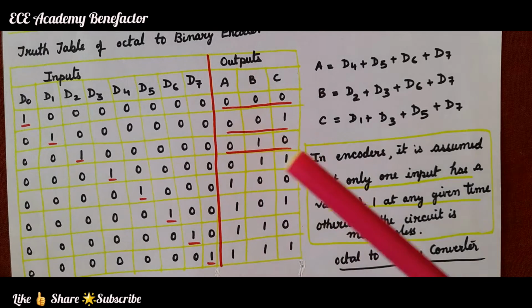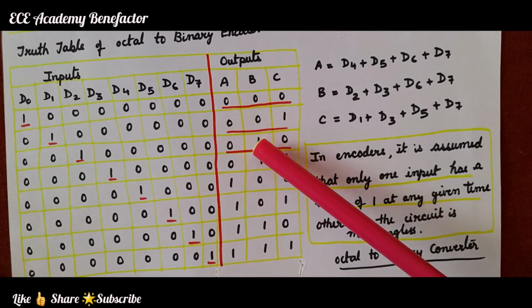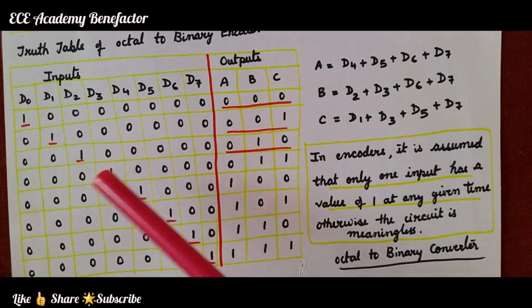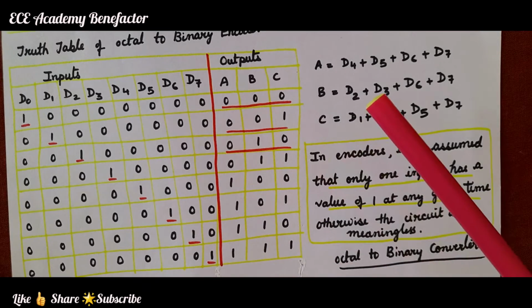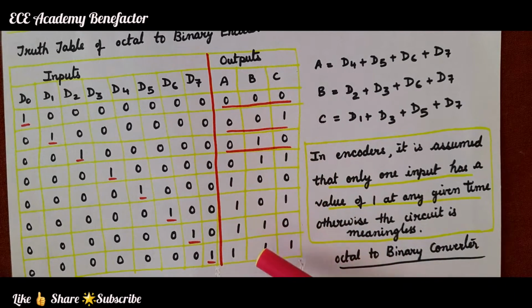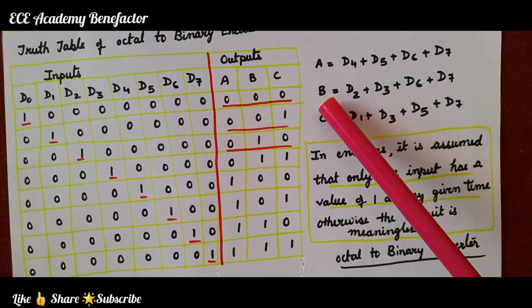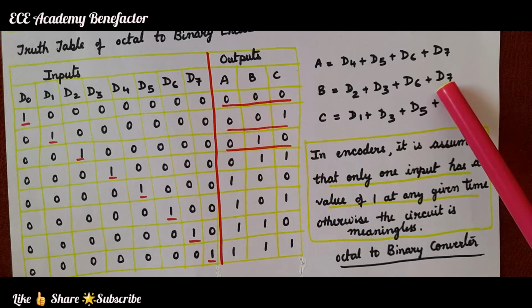B, writing the B equation, we need to see where it is 1. So it is 1 at D2, D3, D6 and D7. So it is high at D2, D3, D6, D7. So it is written as B is equal to D2 plus D3 plus D6 plus D7.